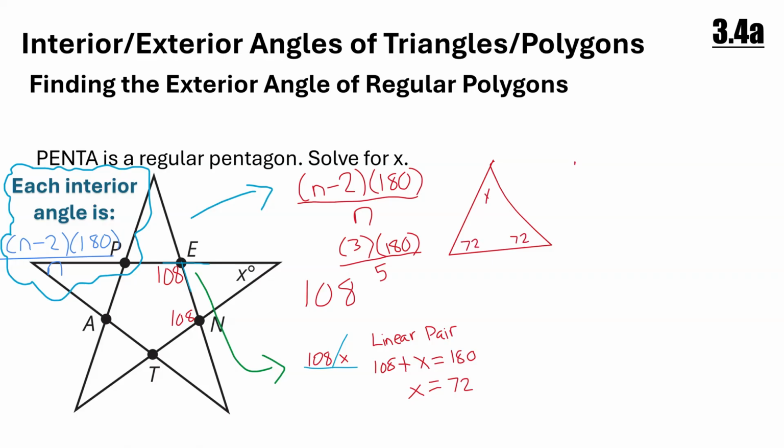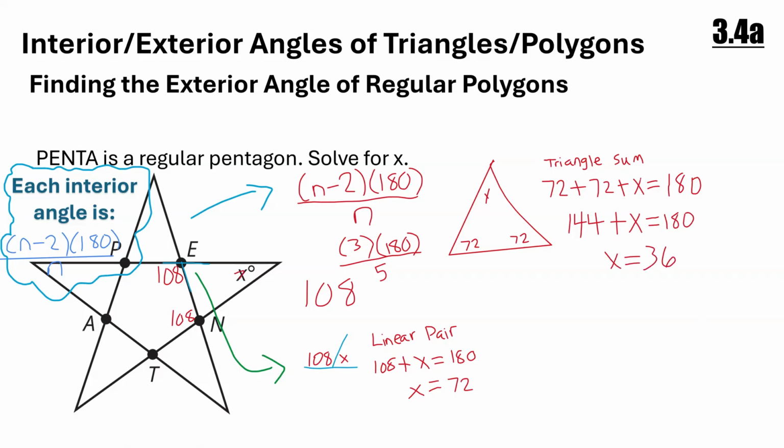By the triangle angle sum theorem, the interior angles will add to 180 degrees. The equation will be 72 plus 72 plus x equals 180. After adding like terms, this will be 144 plus x equals 180, and then x equals 36, so the value of x is 36 degrees.